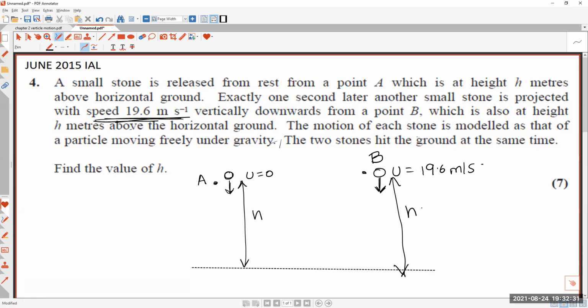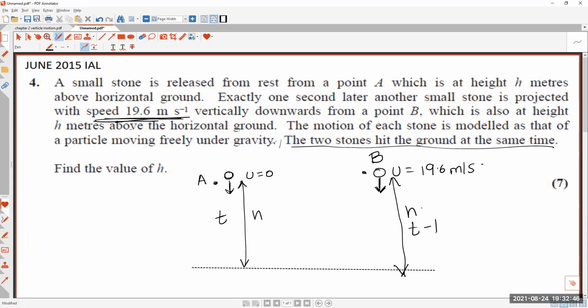The motion of each stone is modeled as such. The two stones hit the ground at the same time. So what does that mean? That means if this one takes time t, this guy will take t minus 1.